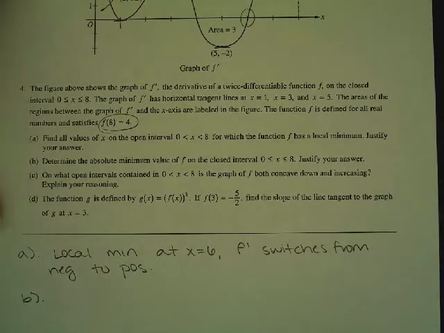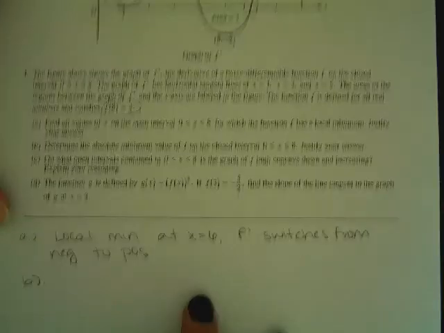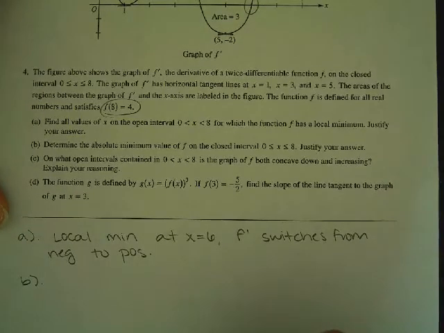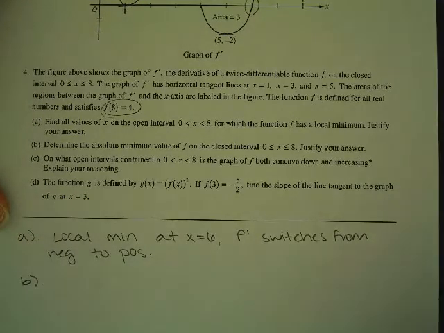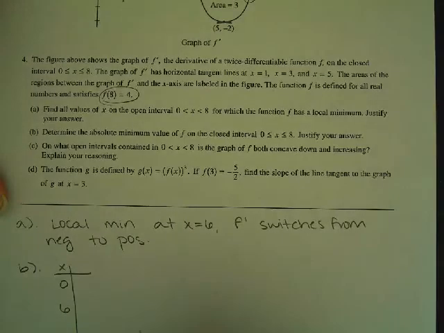All right, part B, determine the absolute minimum value. So we're doing the extreme value theorem. I have to consider the left endpoint, the right endpoint, and then whatever the relative minimum was. And so the left endpoint was 0. The relative minimum is at 6, and there's only one relative minimum in that graph because we already looked for that. And then the right endpoint was 8. So for me to find f of 6, I haven't figured it out yet.